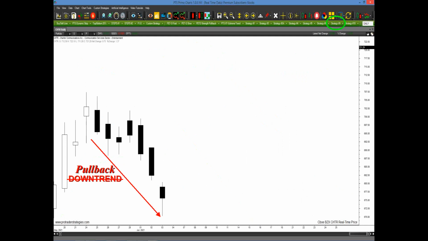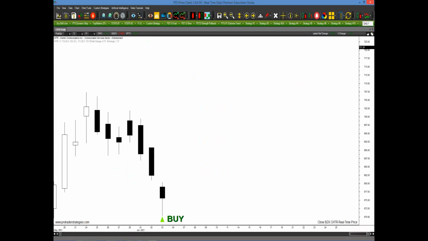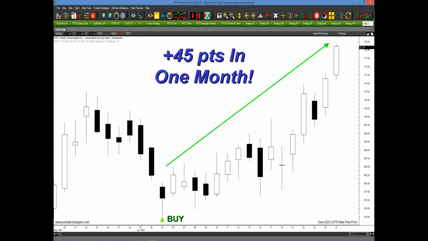So now, according to the rules of the strategy, you think you've spotted a Strategy Number 9 signal. In order to check your work, simply click on signal arrows, and yes, you properly identified a buy signal right at the bottom here. Now, this was at the beginning of this month, just about 3 or so weeks ago. Had you purchased that, by the end of this month, potentially you could have captured 45 points, okay?